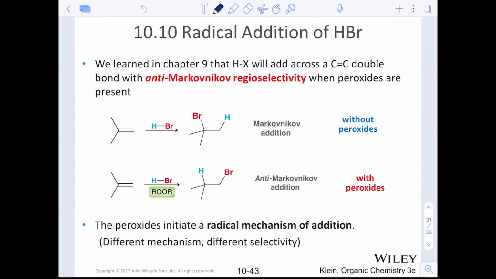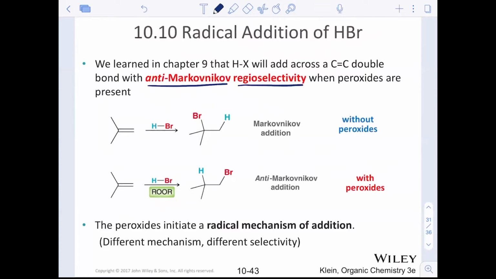Radical addition of HBr. We saw this in chapter 9. We're going to now do the mechanism in chapter 10. I held off doing the mechanism at first because I wanted to make sure we had a very good foundation in radicals before getting to this mechanism. Now, this is an anti-Markovnikov regioselectivity.